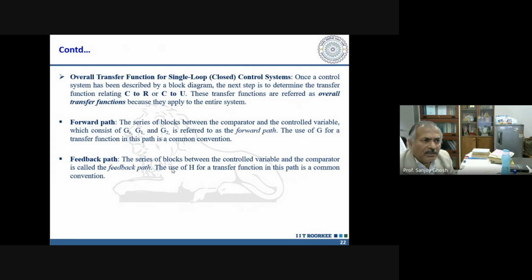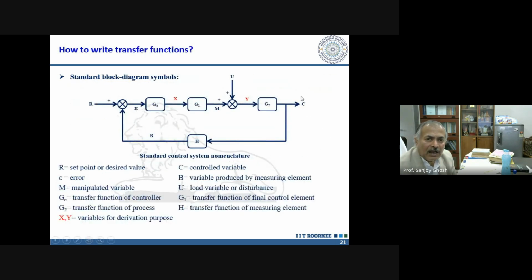Once a control system has been described by a block diagram, the next step is to determine the transfer function leading to C to R or C to U. That means, because C is the final output, C to R means how the output will respond to corresponding changes in the input, right? And how C will respond to corresponding changes in the disturbance variable U. So the C to U relationship and the C to R relationship are to be found.